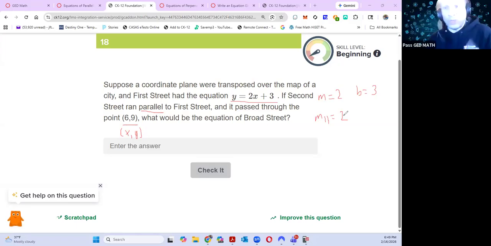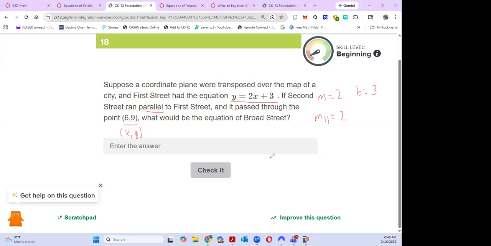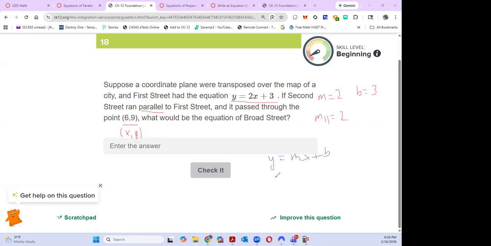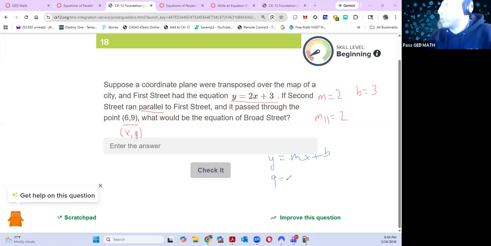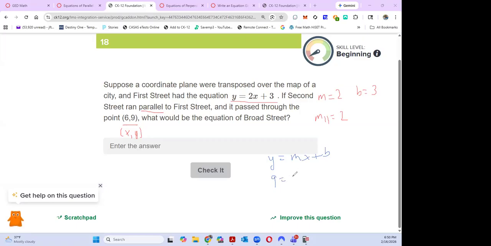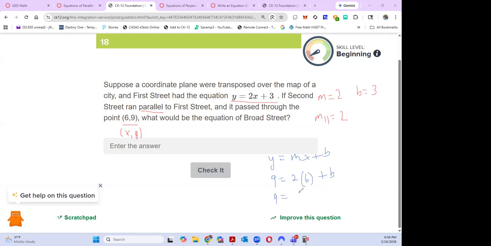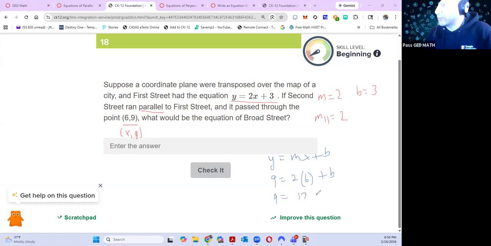Now, we got a point. We know our slope of the parallel. We're going to plug it into what equation? y equals mx plus b. What's my y? 9. Equals. What's my slope? 2, times x. What's my x? 6, plus b. We're going to simplify. 9 equals. What's 2 times 6? 12. 12 plus b.